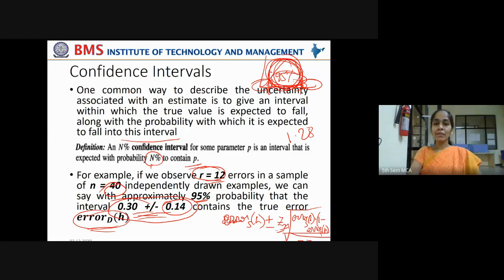Did you understand? So the interval how to calculate is given by this formula. Sample error plus or minus critical value multiplied by square root of sample error into 1 minus sample error divided by n. Got it? So that will tell you the interval into which 95% of the time the true error will fall into.